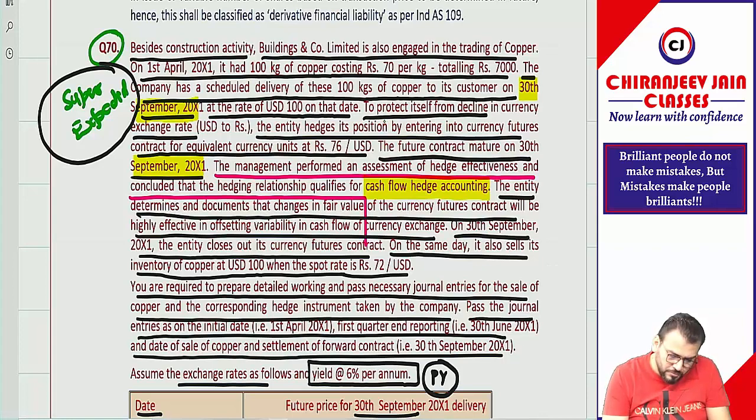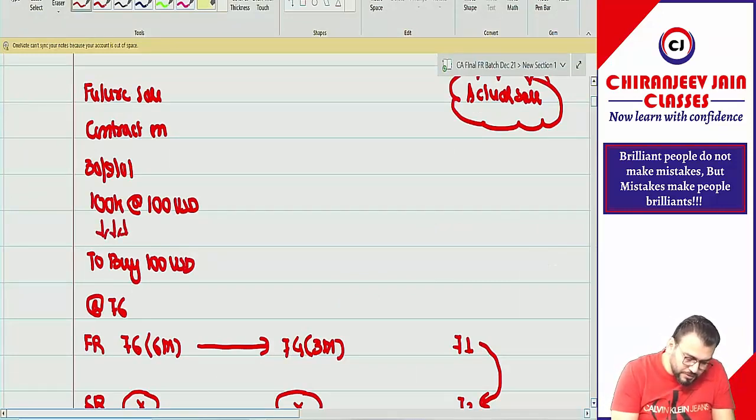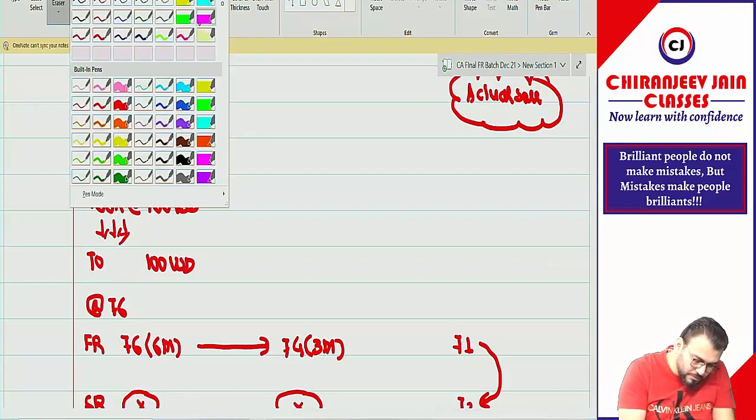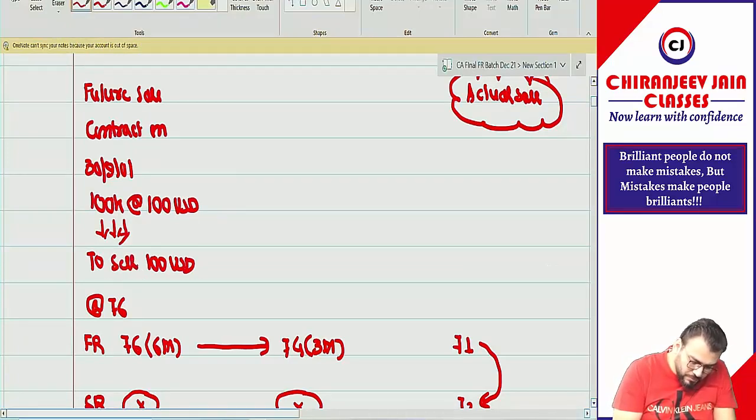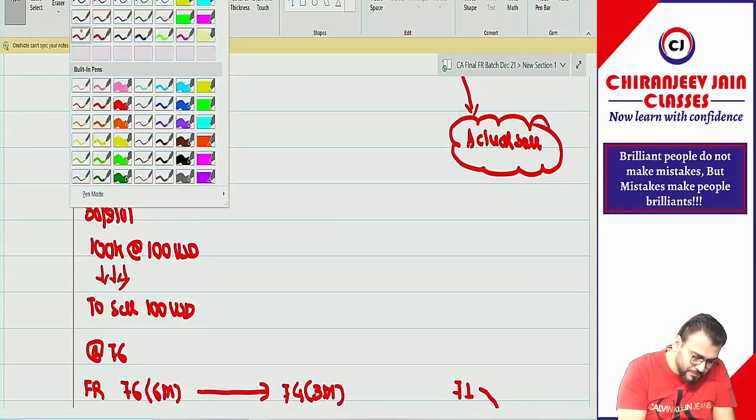So why written sale? One minute. To protect itself from declining in currency exchange rate. So I have written to buy. The expectation is that it will decrease now. Oh, it will be to sell. Why have I written that? Okay, my mistake.